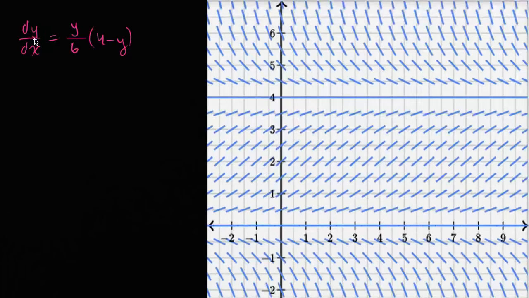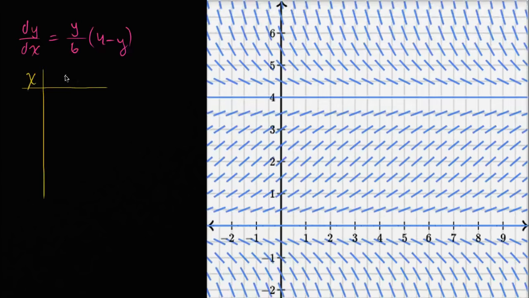So we have the differential equation, the derivative of y with respect to x is equal to y over 6 times 4 minus y. And what we have plotted right over here is the slope field, or a slope field, for this differential equation. And we can verify that this indeed is a slope field for this differential equation. Let's draw a little table here.